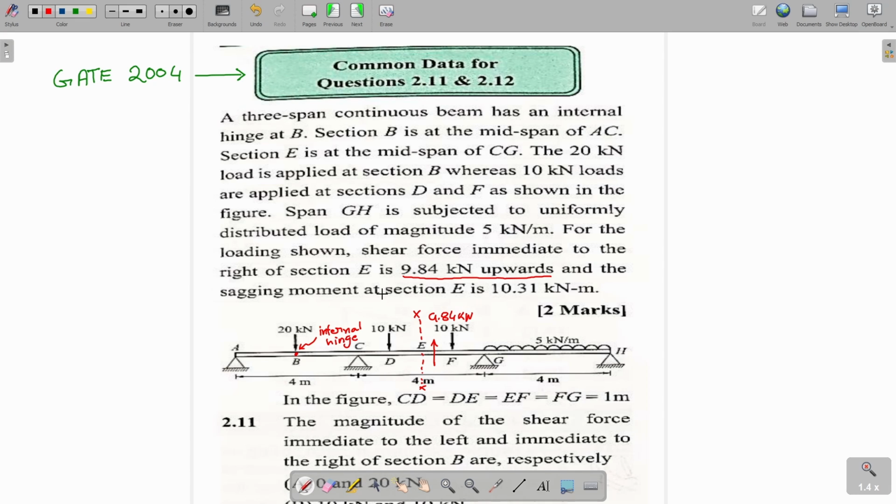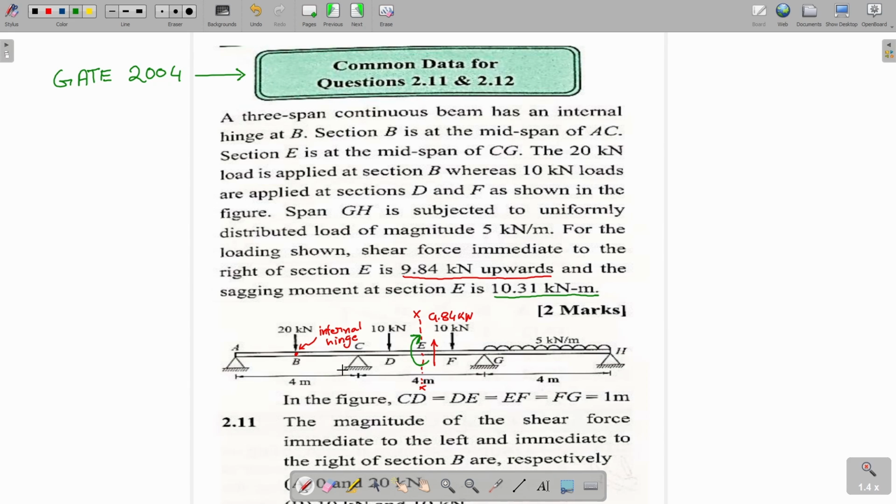And the sagging moment at section E is 10.31. Therefore, the sagging moment is represented like this. This is the sagging moment. This moment is 10.31 kilonewton meter.